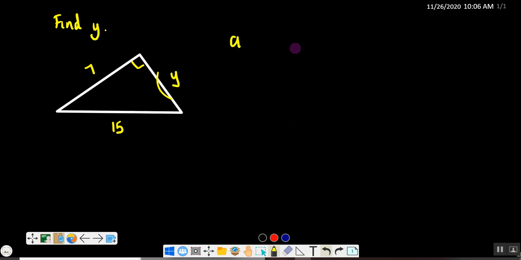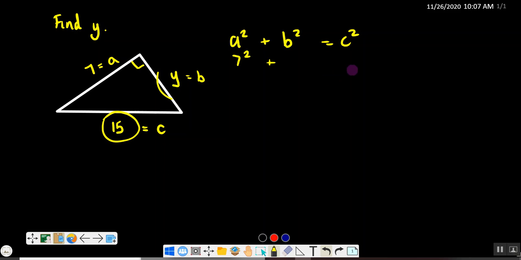Exactly, so we know that a squared plus b squared is equal to c squared. So, Talia, I'm sorry, you changed it. By redrawing it, you swapped y to be this side. The longest side is 15, right? So that is my C. This is my A, and this is my B. So I've actually got 7 squared plus B squared equals C squared.